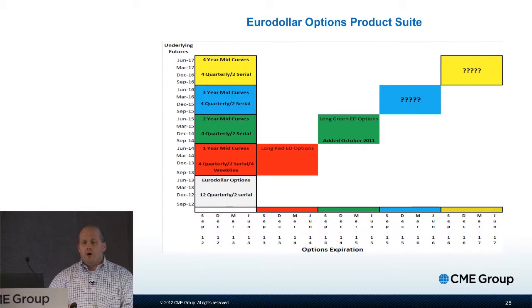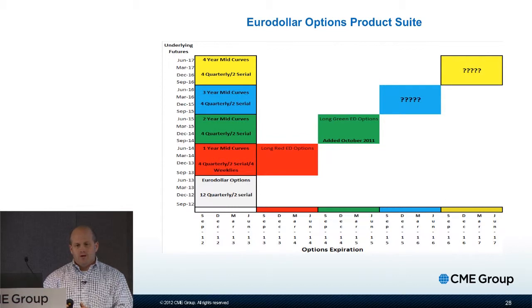And what those are, they're short-dated options on a long-dated future. So you take a Eurodollar future that expires in, let's say, March of 2015, you could trade an option on that future that expires in December of this year, or March of 2013 also. So basically, they're a short-dated option on a longer-dated future.